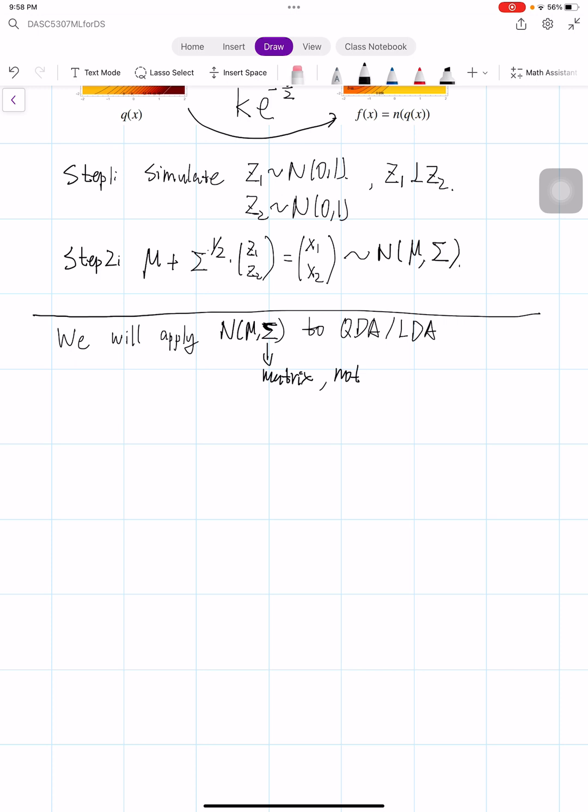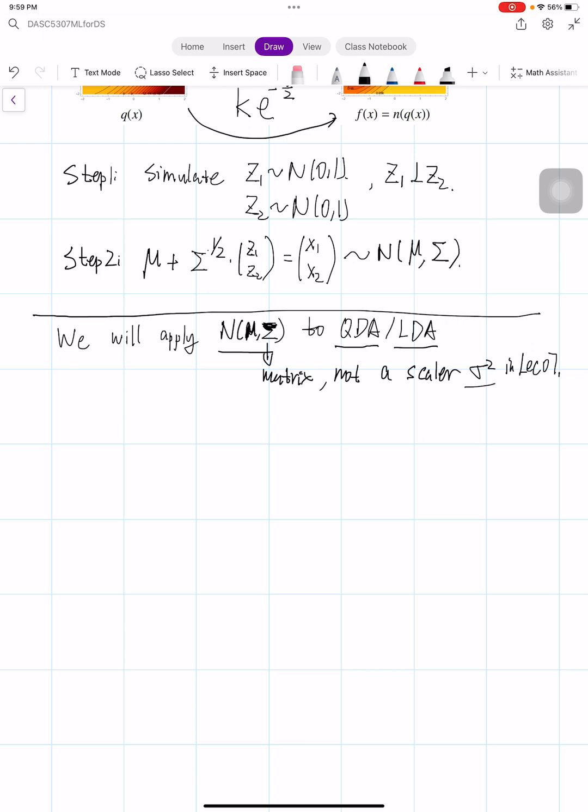Not a scalar. Sigma square, that was introduced in lecture 7. Before we apply the normal distribution to QDA and LDA, we need to know how, for each given class, we estimate this mu and sigma. Actually, the idea is very similar to the scalar case.